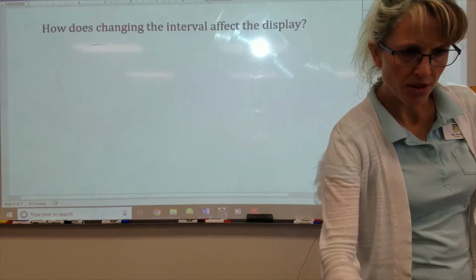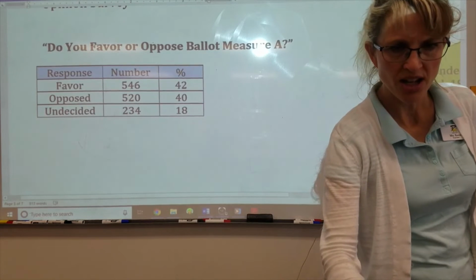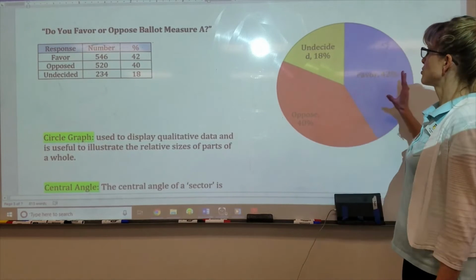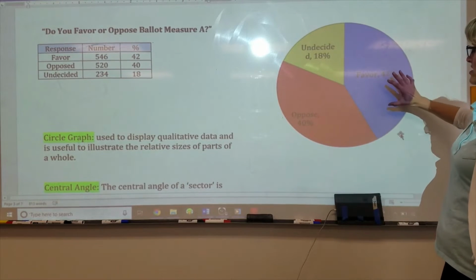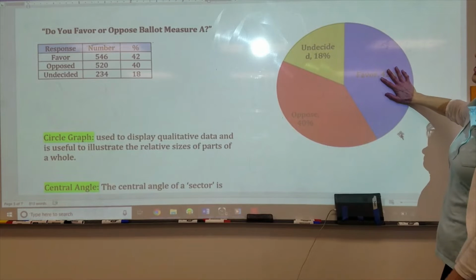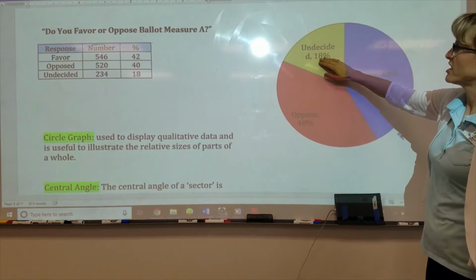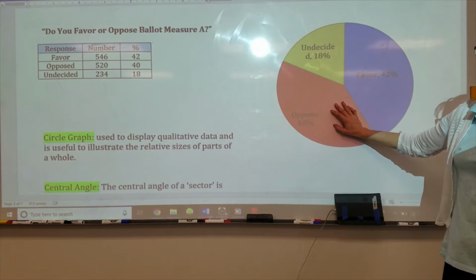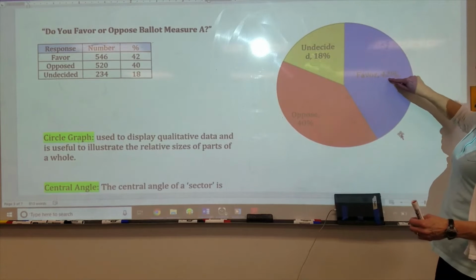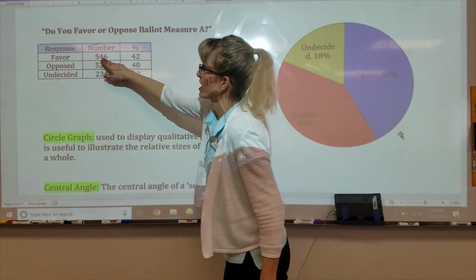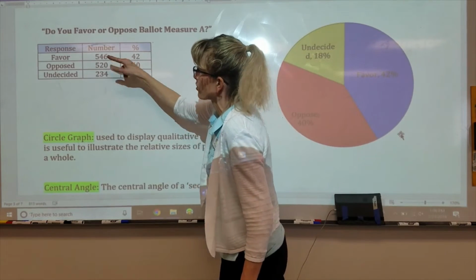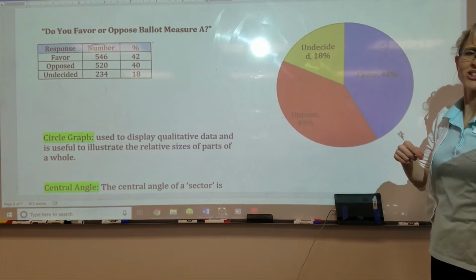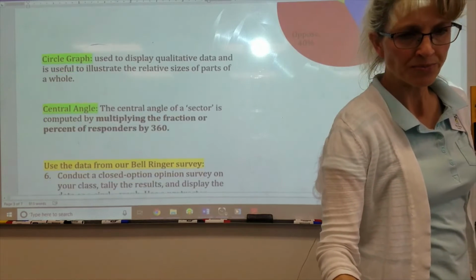Okay, so we're going to skip the movie theater survey, and we're going to talk about circle graphs. Circle graphs are a really cool visual way to see, like, 42% favor this ballot measure A, 18% are undecided, and 40% are opposed. The question is, we know that this is 42% of the total number based on the voting, so how do they know how big to draw this angle? So we're going to talk about that.